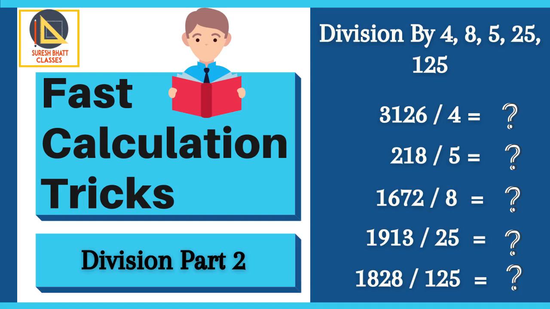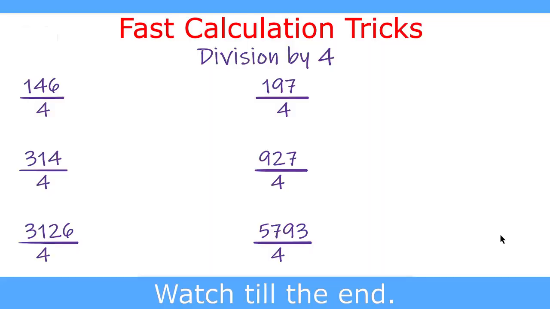We are going to learn fast calculation tricks in which we are going to solve questions of division by 4. Basically, if we divide any number by 4, we can solve it by halving two times, and we will learn it by the questions.